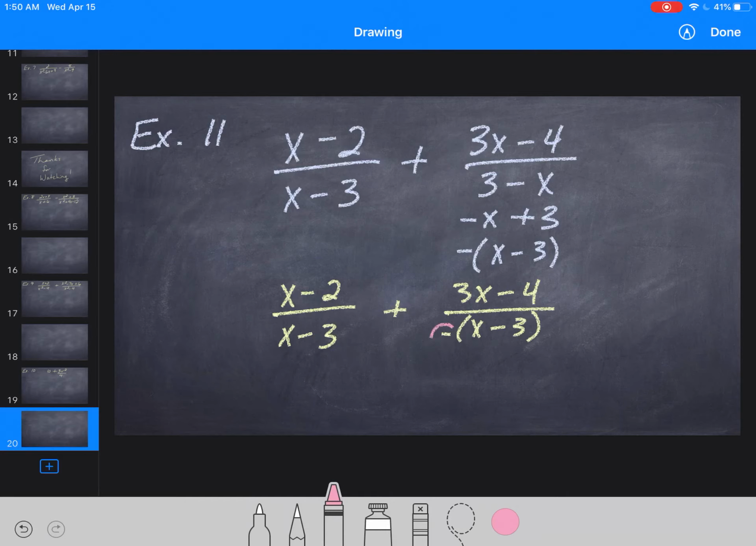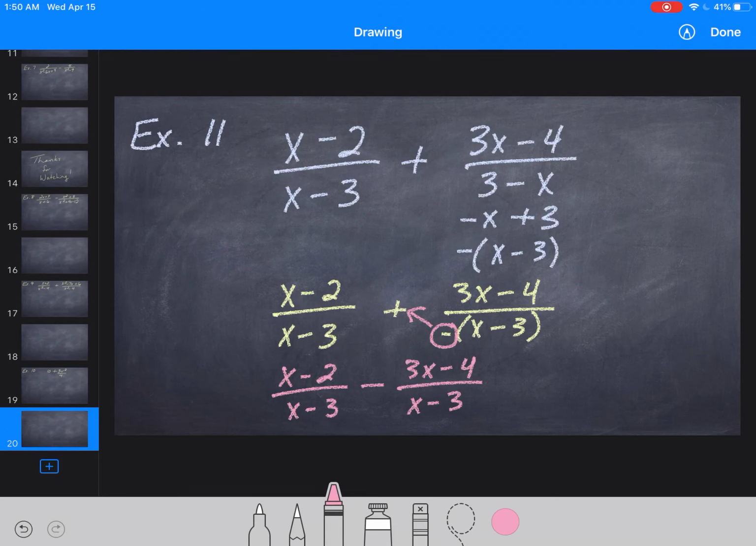What we would do is change the sign in the middle of the fraction, because I want to pull this negative out in front of my fraction, and it's going to affect the sign that's in the middle. So whatever sign is there, it's going to become the opposite. So I would end up with x minus 2 over x minus 3 minus 3x minus 4 over x minus 3. Now this is something that you can work out.